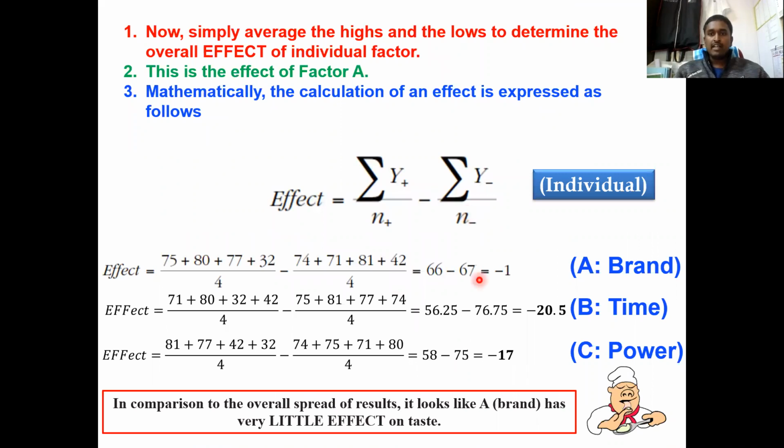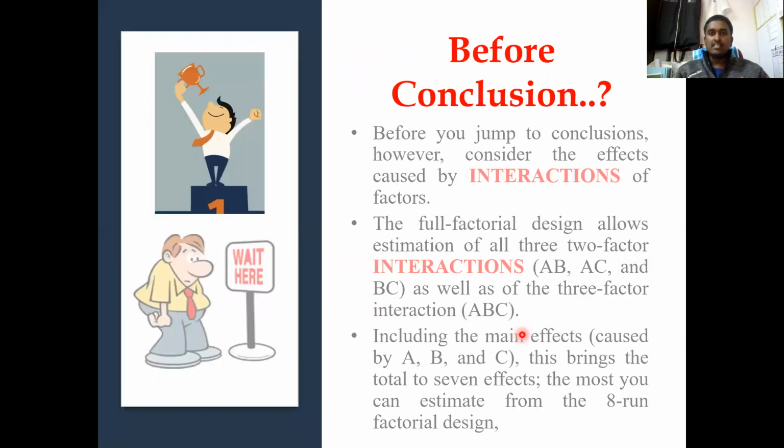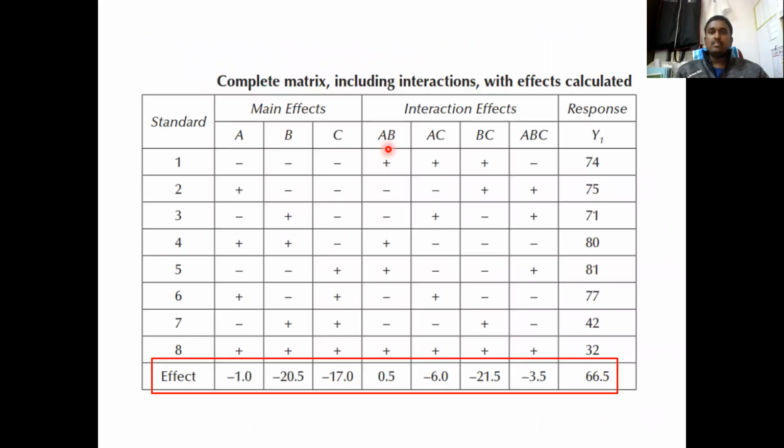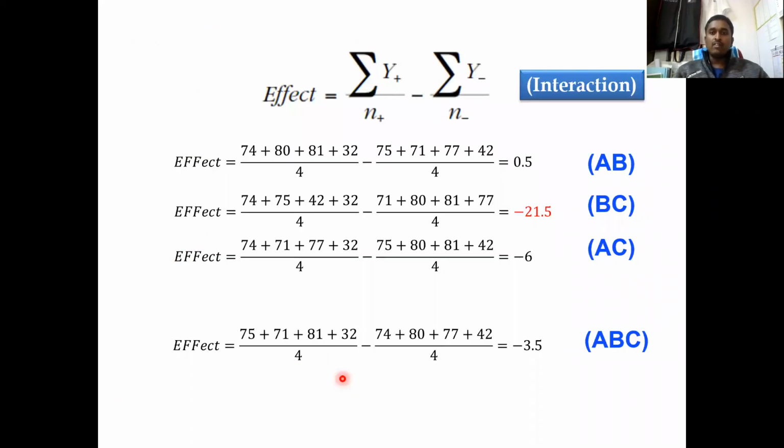So we found that A doesn't have much influence on the taste, whereas B and C, the time and power, when used more, negatively impact the taste. Similarly, we also saw the interaction terms AB, AC, BC and ABC, using the same formula once again. We found that AB doesn't have an interaction, AC also doesn't, ABC also doesn't have much interaction. The main interaction is between B and C.